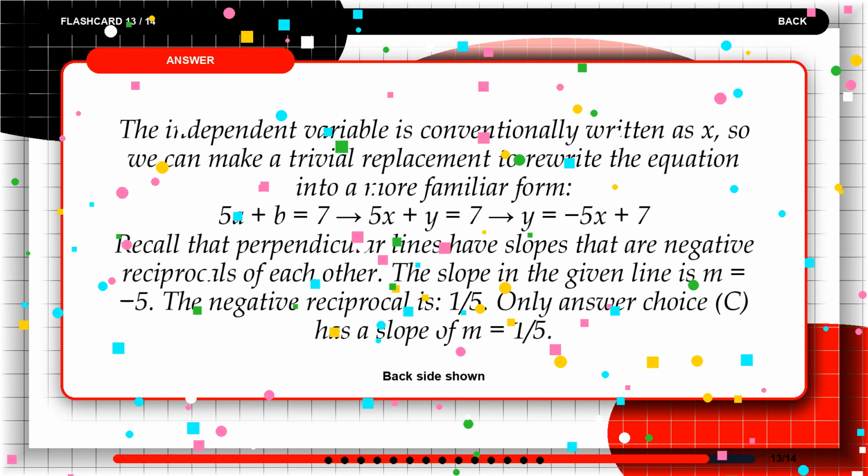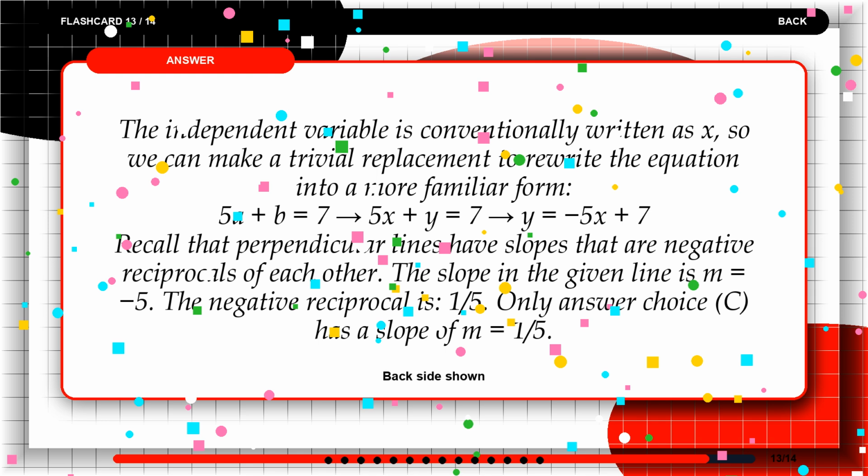The answer is: the independent variable is conventionally written as x, so we can make a trivial replacement to write the equation into a more familiar form. 5a plus b equals 7 becomes 5x plus y equals 7, which becomes y equals minus 5x plus 7.